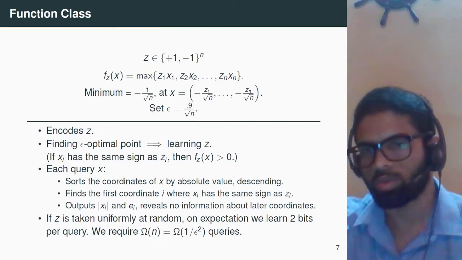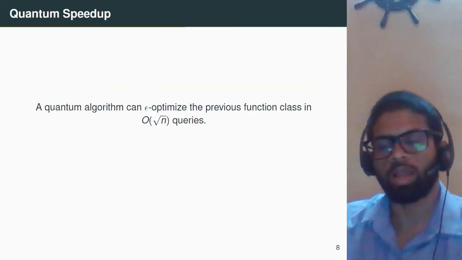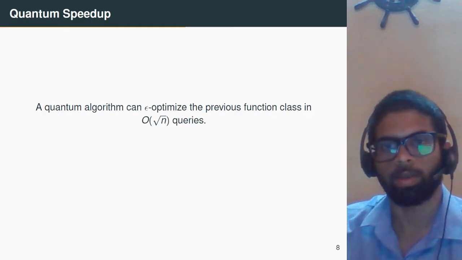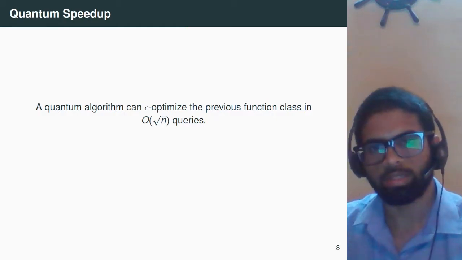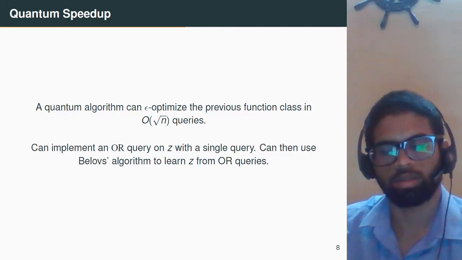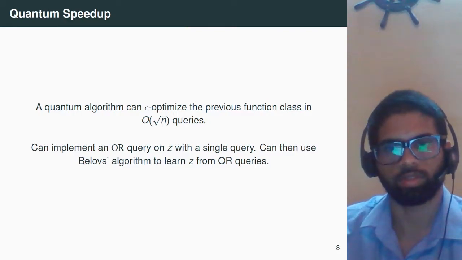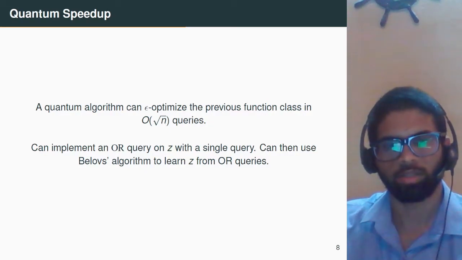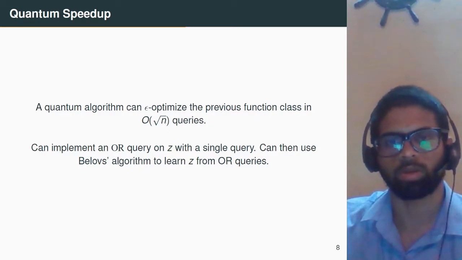However, if we look at quantum algorithms, we do have a quantum algorithm that can speed up this process at least quadratically. The way to see this is that we can implement an OR query on z with a single query to f. We can then use Belov's algorithm to learn z using square root n many OR queries.